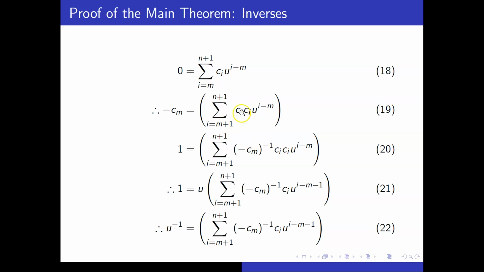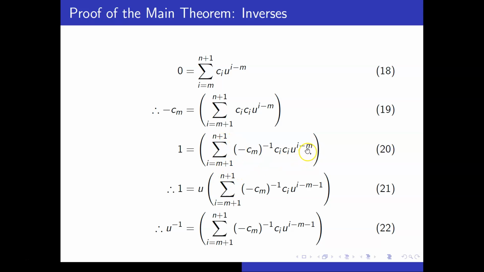All right, now, I know that c sub m is non-zero. That was my assumption. We did that from the non-trivial solution. So it has an inverse. So I'm going to multiply the whole thing through by negative c sub m inverse. On the left-hand side, I get 1. On the right-hand side, I get negative c sub m inverse times the sum of c sub i times u to the i minus m. But i minus m is running from m plus 1 to n plus 1.